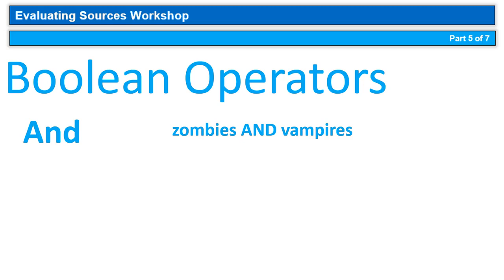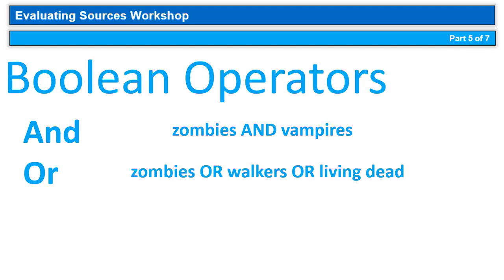The next Boolean operator is or. Or broadens a search by telling a database that any of the words are acceptable. This is particularly helpful when you're searching for synonyms. For example, not every source is going to use the term zombie. Any Walking Dead or Resident Evil fan knows that there is more than one term for zombie. A good way to structure your similar terms is to use or. For example, zombies or walkers or living dead. This will retrieve maximum results.